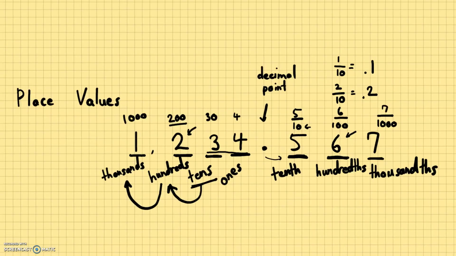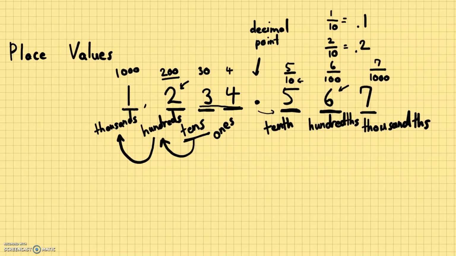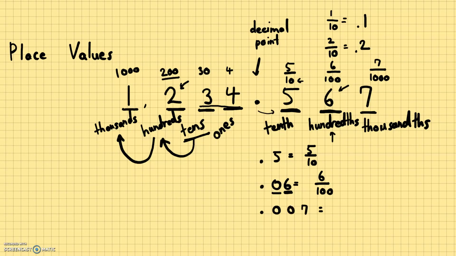Okay, so when you see a decimal like 0.5, that's the same thing as saying 5/10. If you see a decimal 0.06, that's what we have here, that's the same thing as 6 over 100, because the 6 here is in the hundredths place. Remember, this is the 10th place, this is the hundredths place. And this is in the thousandth place, which means that is going to be 7 over 1000.